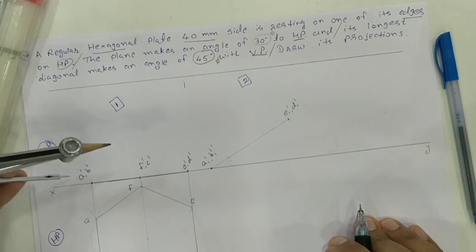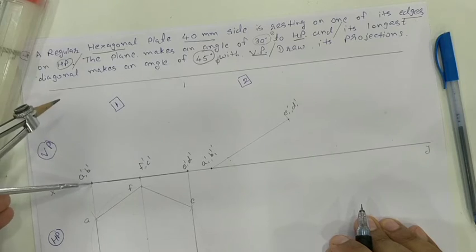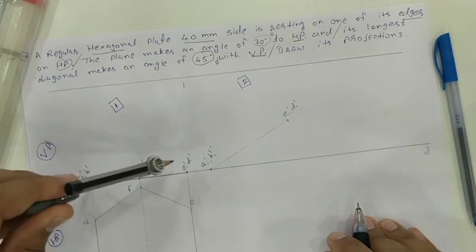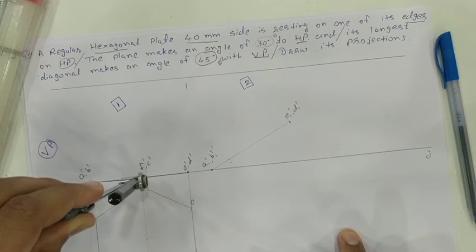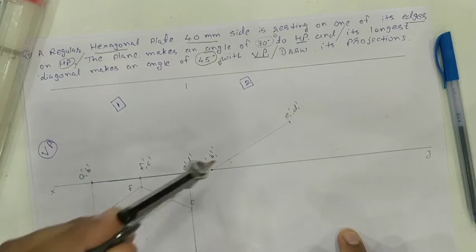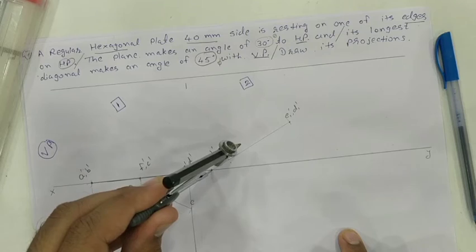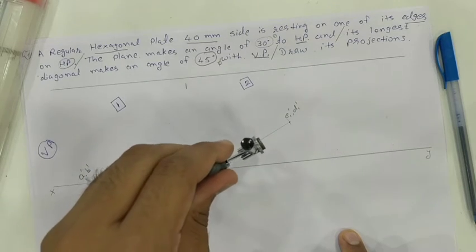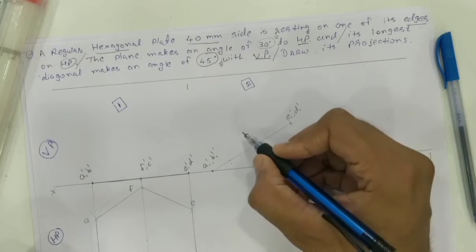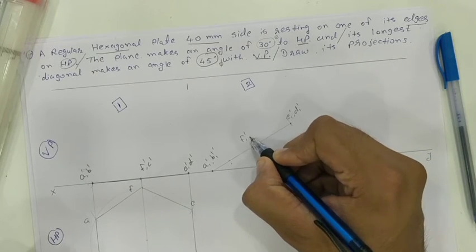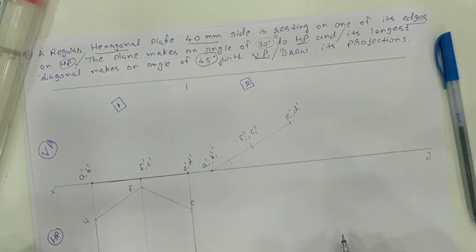Then after I will go to the A point again. A point to F and C point. And again going to the A1 dash point and cutting the arc. This is my F1 dash and C1 dash.